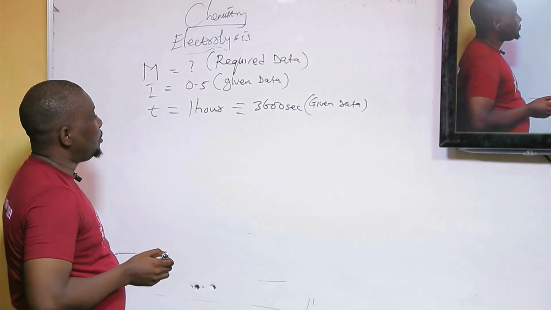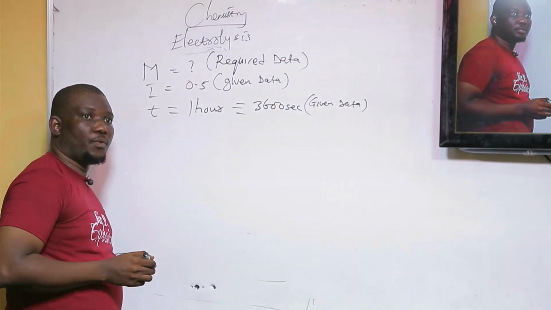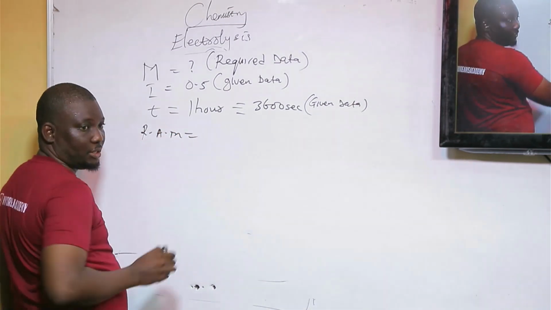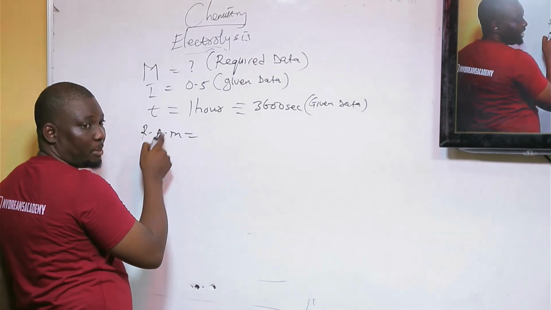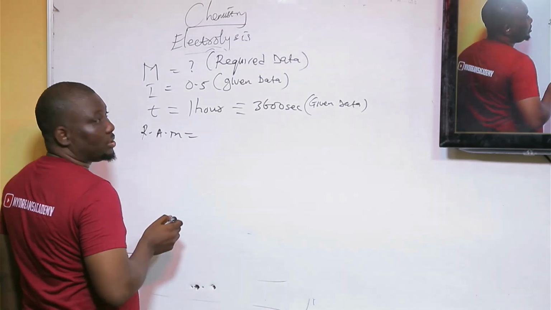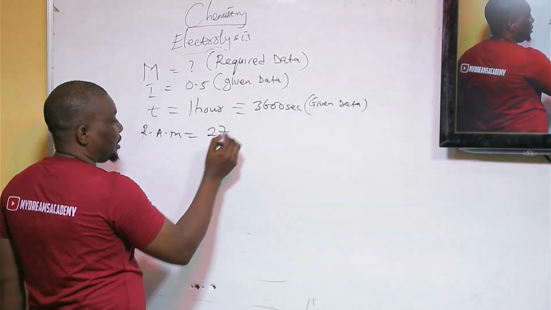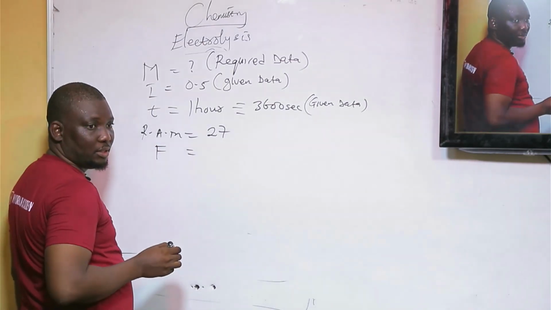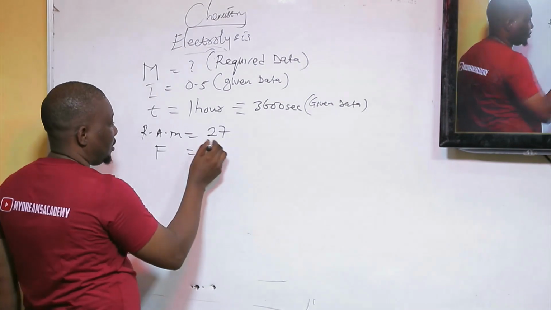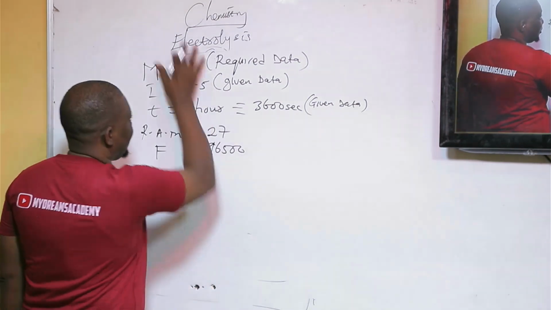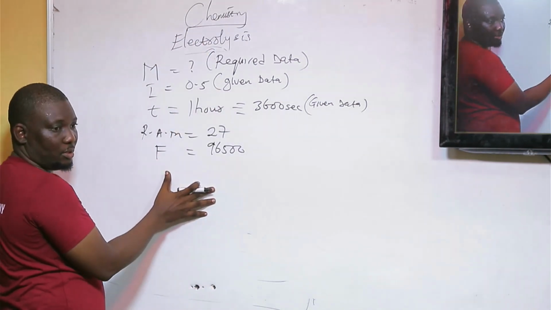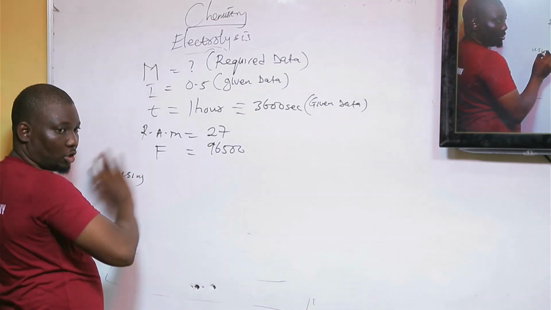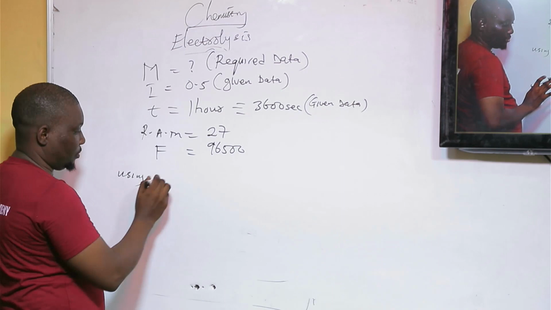Okay. What else do you have to find? Also look at RAM there. It's also a given data, which is the relative atomic mass of aluminium, which is what? 27. Are you with me? Then also Faraday is also given, which is what? 96,500. Looking at all these things, what you do is use the complete Faraday's law, which is what?